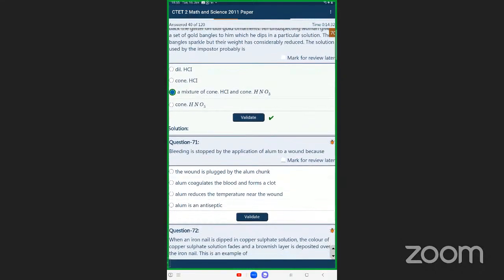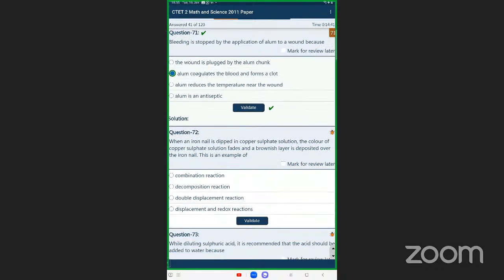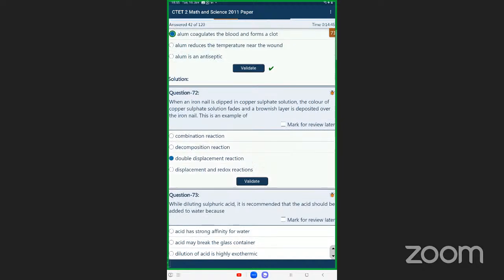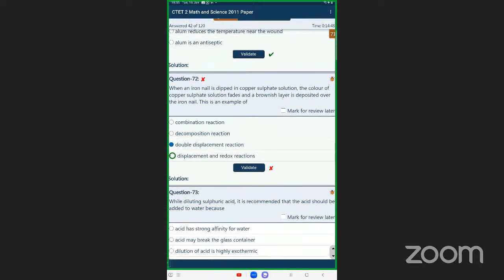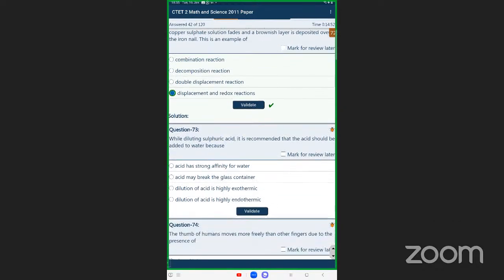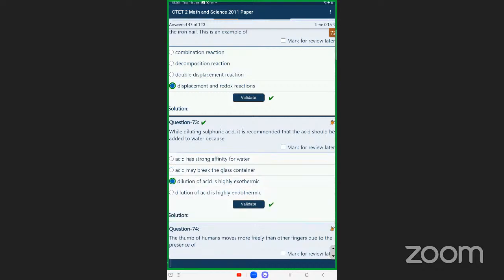Now, bleeding is stopped by the application of alum to a wound because it coagulates blood to form a clot. This is the answer. Now, when an iron nail is dipped into copper sulfate solution, this is the displacement reaction, student. Displacement reaction. Next one, while diluting sulfuric acid, it is recommended that the acid should be added to water because it is a highly exothermic reaction, student. Dilution of acid, highly exothermic.